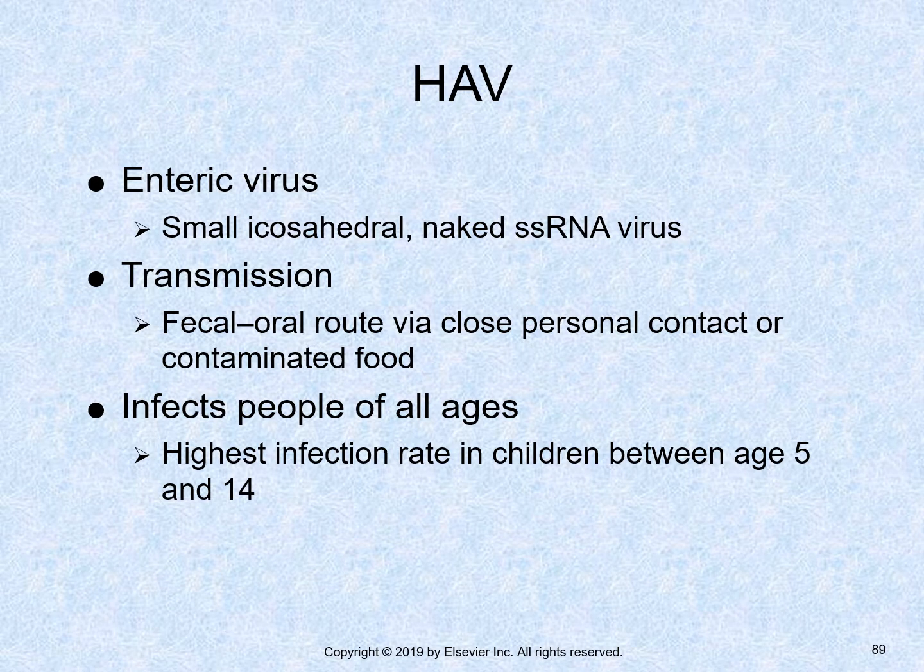Hepatitis A virus is an enteric virus. It's a small icosahedral naked single-stranded RNA virus. Hepatitis A virus is transmitted via the fecal-oral route through close personal contact or contaminated food. It infects people of all ages, with the highest infection rate in children between ages 5 and 14.